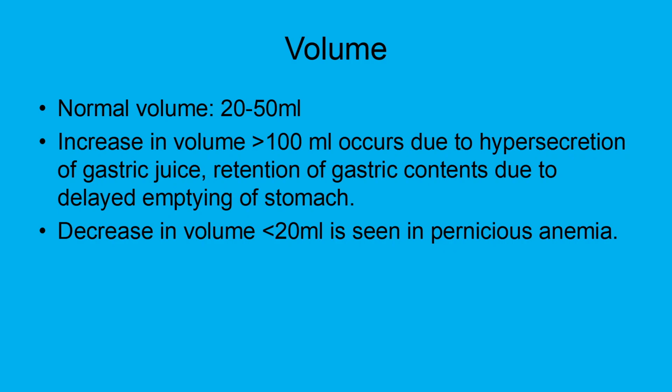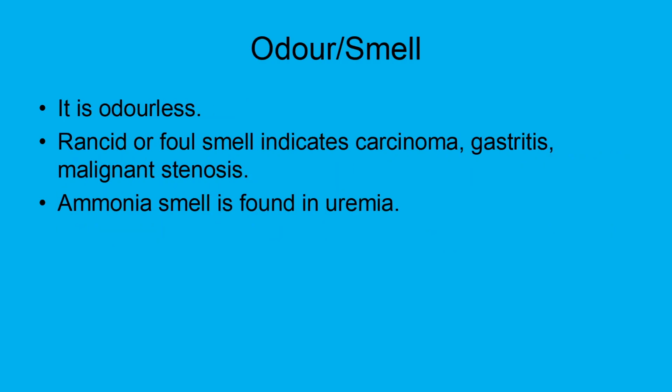Volume. Normally we can collect about 20 to 50 ml of gastric residuum. An increase in volume of greater than 100 ml indicates hypersecretion of gastric juice or retention of gastric contents due to delayed emptying of the stomach or due to some regurgitation of duodenal secretion. A decrease in volume, less than 20 ml, will be seen in the case of pernicious anemia. So these are the changes we can come across with volume.